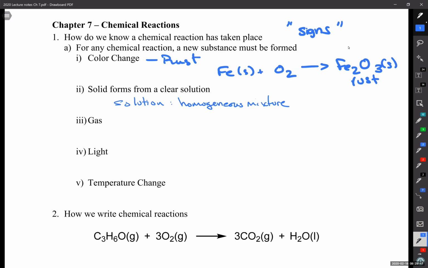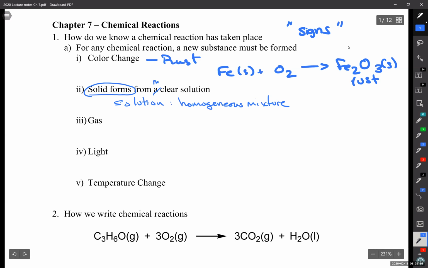Okay, so for something to be homogeneous, it has to be clear. It could be yellow, like when you go to the bathroom. That's a homogeneous solution. But yeah, so homogeneous mixture, it's clear. So here's the thing: if you take two solutions and you mix them together, and then a solid comes out of that, it becomes opaque. You can't see through it. It's not clear anymore, right? That's the sign of a chemical reaction. So solids form from a clear solution or mixing of clear solutions.